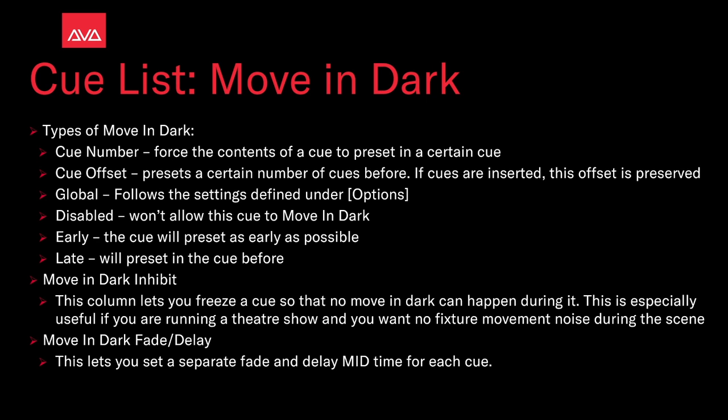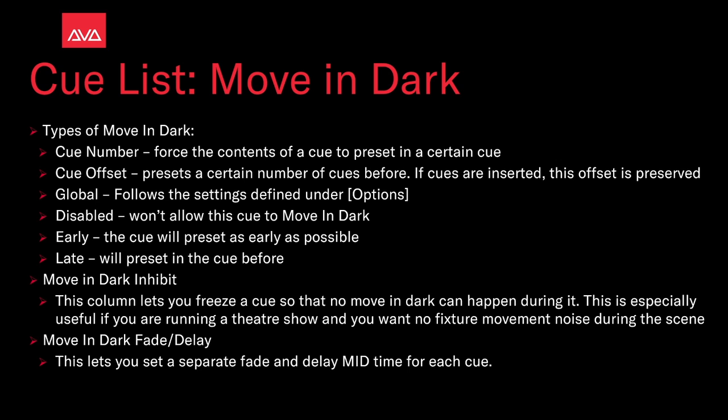Types of move and dark: queue number forces the contents of a queue to preset in a certain queue. Queue offset presets a certain number of queues before. If queues are inserted, this offset is preserved. Global follows the settings defined under the options. Disabled won't allow this queue to move in dark. Early, the queue will preset as early as possible. Late will preset in the queue before.